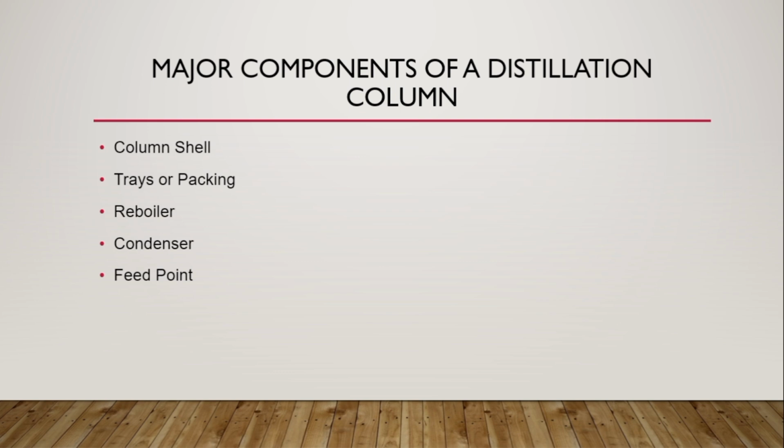Major components of a distillation column. You have the column shell, which is basically the outer casing of the distillation column, more like the body you can see and touch from the outside. The trays or the packing, like we discussed earlier, are inside the column, and their function is to provide a proper surface area for the interaction of the vapor and liquid, where the whole condensation and evaporation distillation process takes place inside.